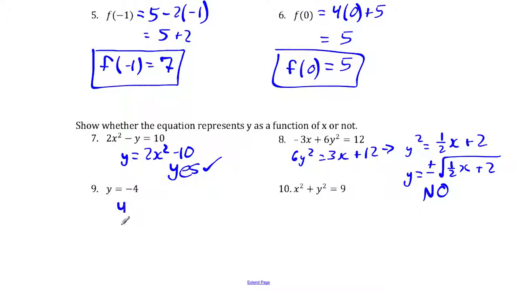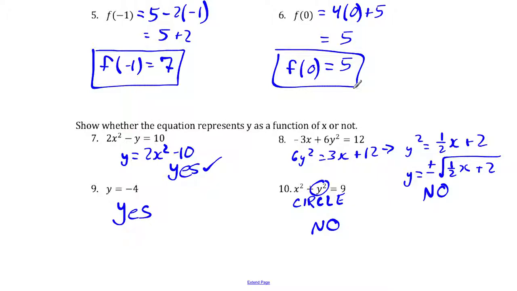Number 9, that's just a horizontal line, and that's fine. Number 10, this is actually a circle. So this is a circle with the radius 3. But you don't need to know that. Again, you can see that y. And just know, no, that is not a function.